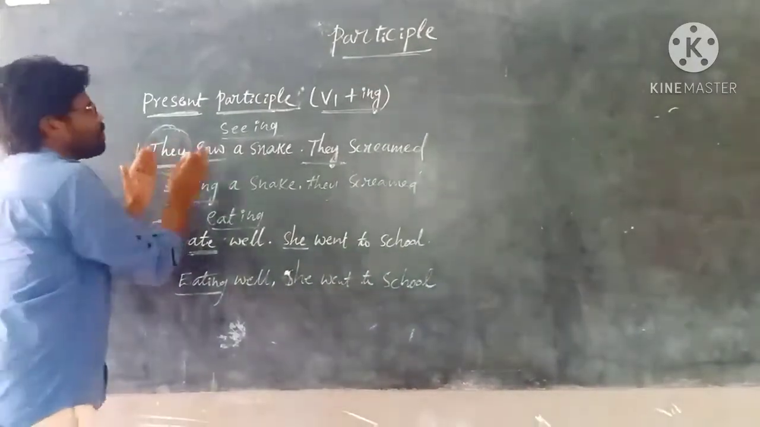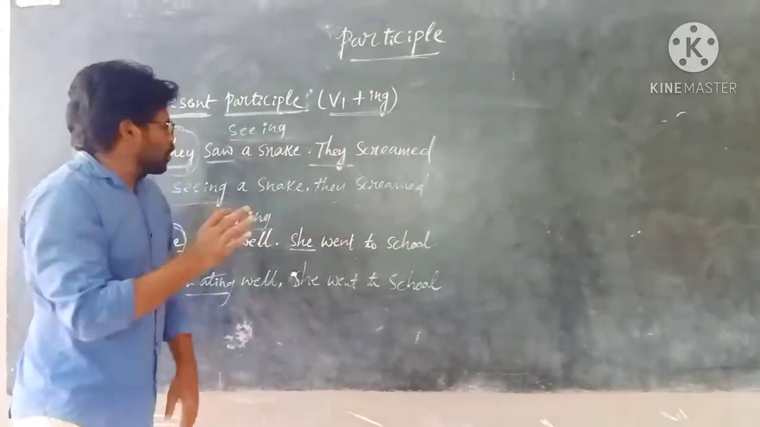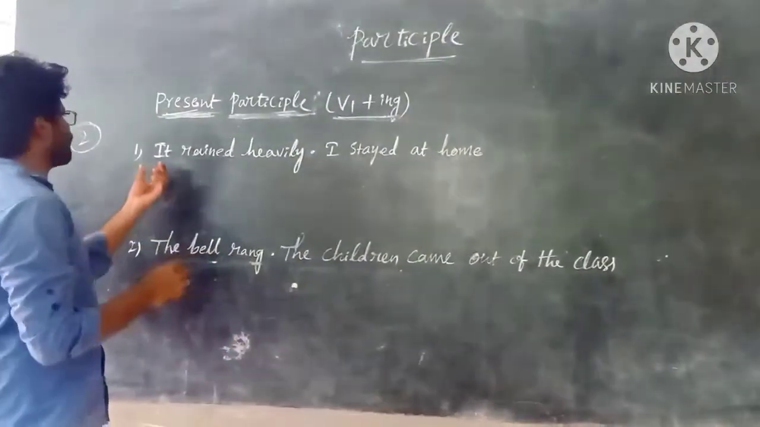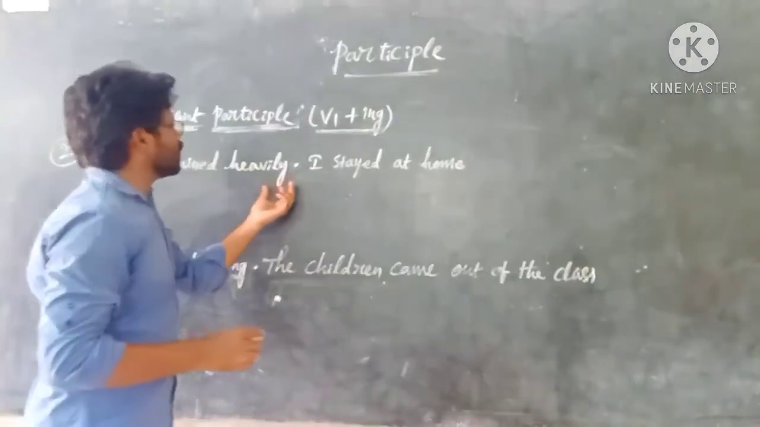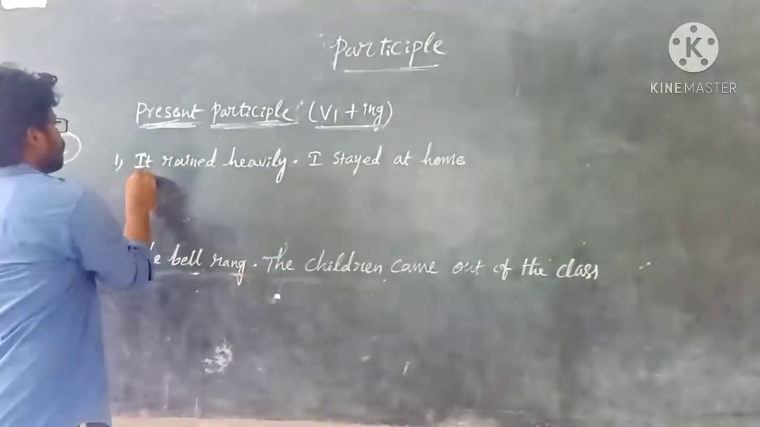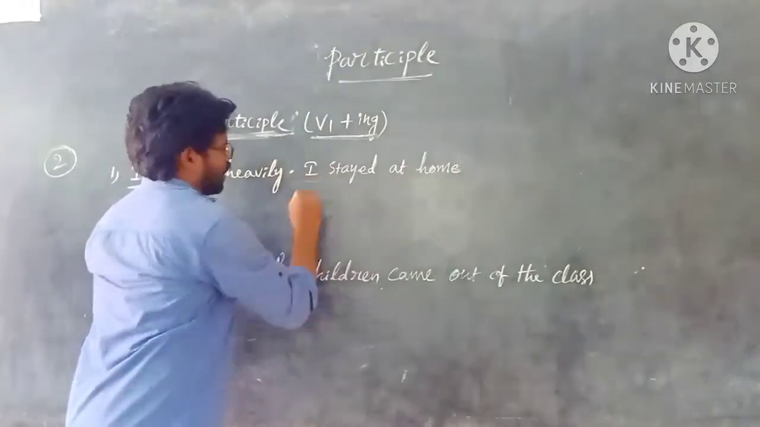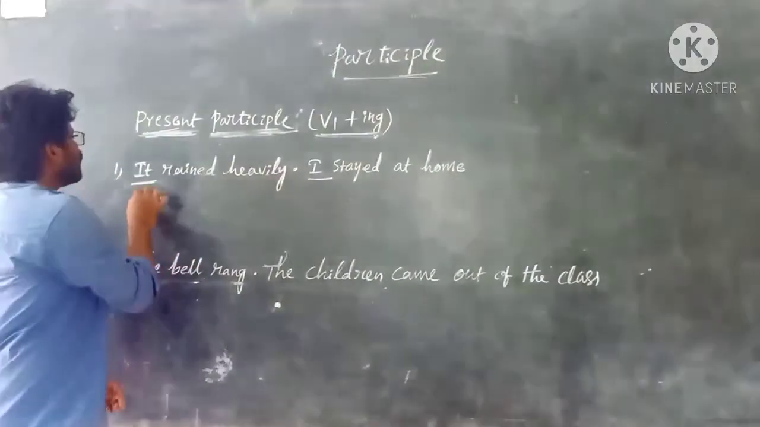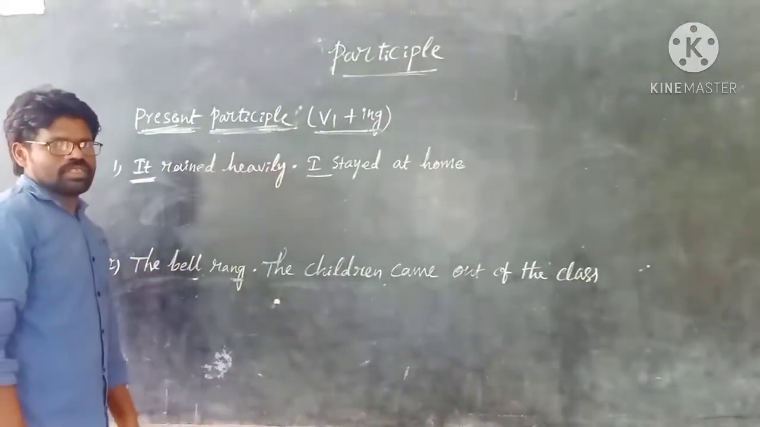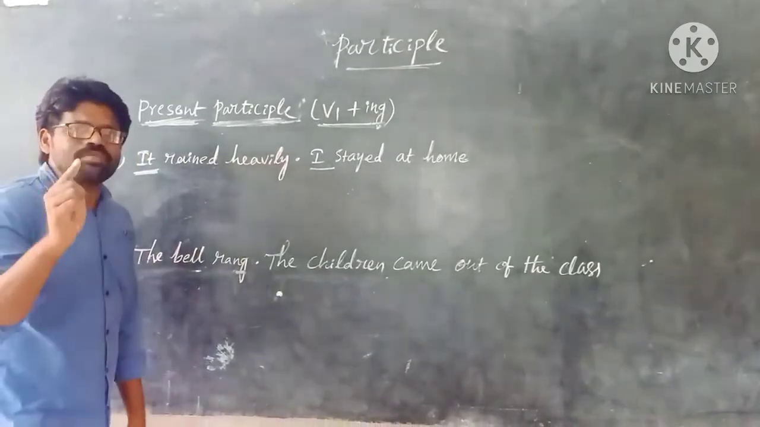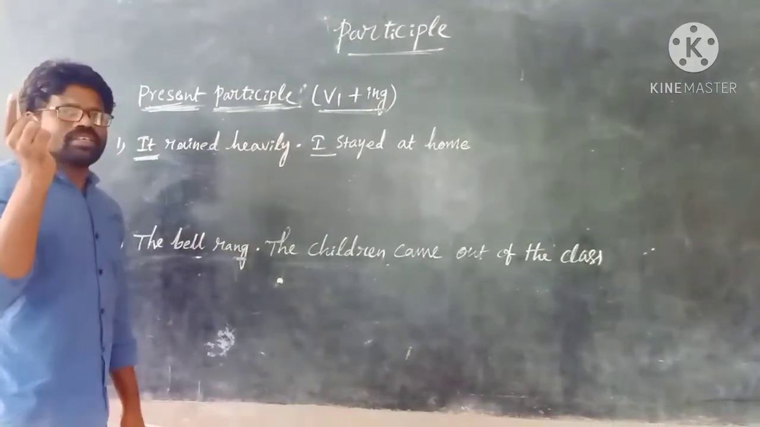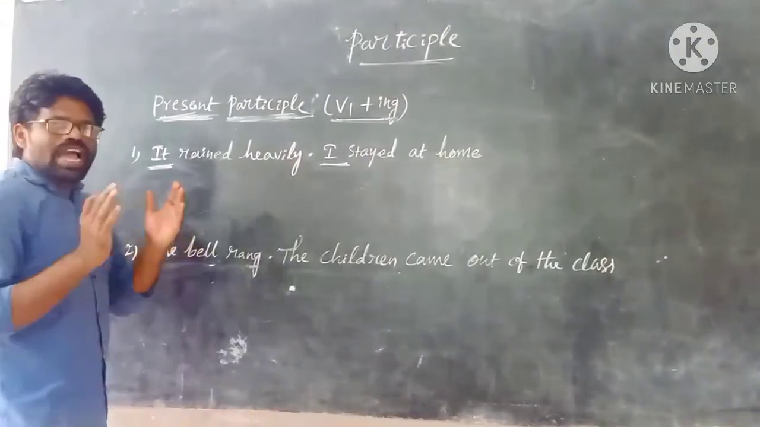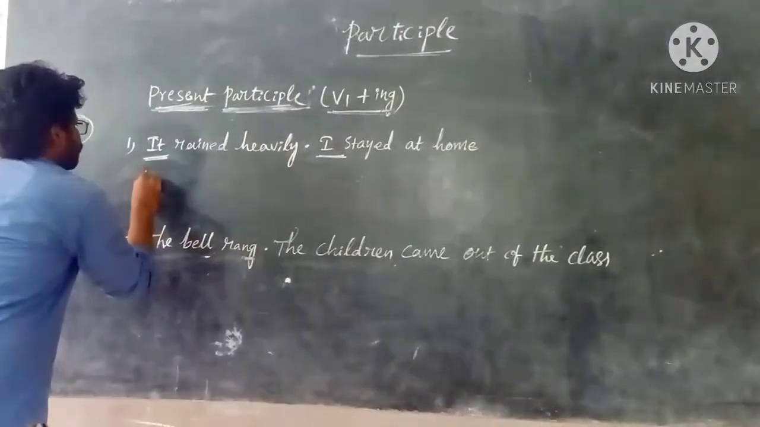What is model one? If the subjects of the two sentences are the same, we have to connect the sentences like this. Next we have to learn the second model. Second model sentence here: It rained heavily. I stayed at home. When you look at the subjects of both sentences, it and I, the subjects are different. That's why we need not remove the subject of the first sentence. In the first model, if the subjects of both sentences are the same, we remove the first sentence subject, but here the subjects are different. That's why we need not remove the subject. We have to start the sentence with the subject of the first sentence.